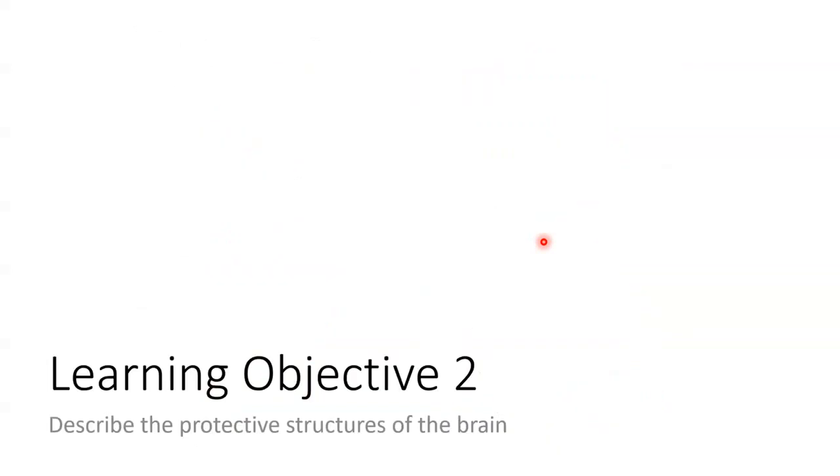So learning objective number 2 is to describe the protective structures of the brain, and there are 3 that we're going to focus on today: the cerebral meninges, the cerebrospinal fluid, and the blood-brain barrier.